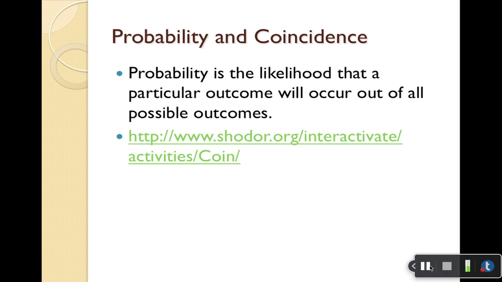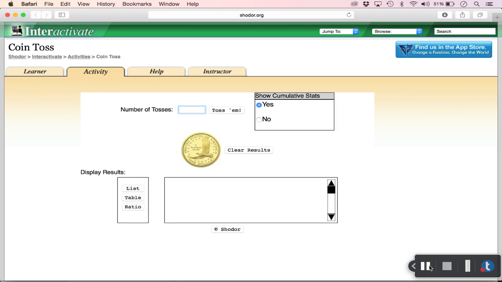I wanted to say just a little bit about this idea of probability and coincidence. Your book talks about it a little bit and I just wanted to shed some more light onto why it's important. When we talk about probability, we're talking about the likelihood that a particular outcome will occur out of all possible outcomes. And there's a little interactive activity here that we'll click on.